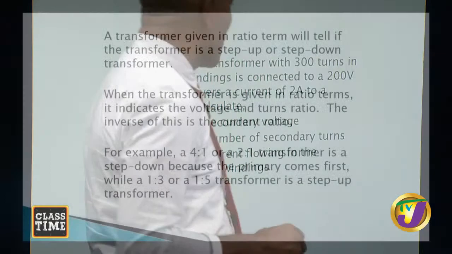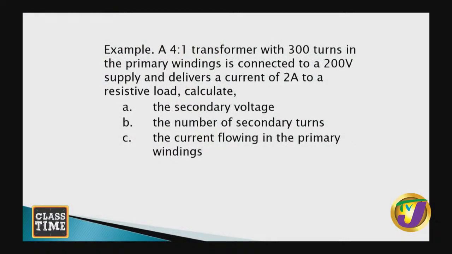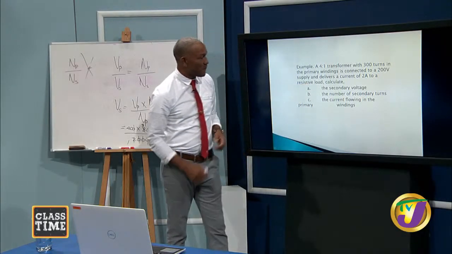Example: a 4-to-1 transformer with 300 turns in the primary windings is connected to 200 volts. Look again, students. Connected to 200 volts. What side of the transformer is connected to a supply? The primary. So this is your primary voltage. And it supplies and delivers a current of 2 amp. Delivers means it is giving out a current of 2 amp to a resistive load.